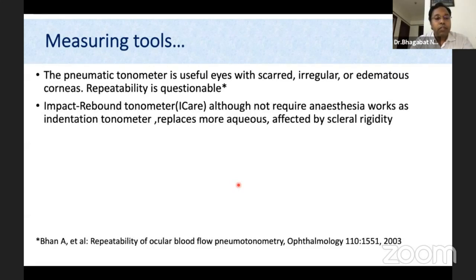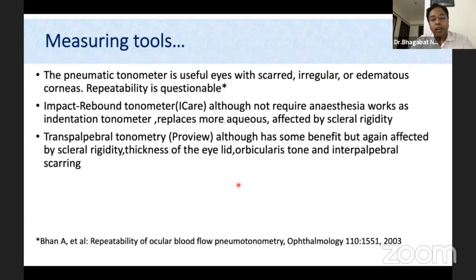And there is the impact rebound tonometer, iCare, which does not require anesthesia, but again it is an indentation tonometer, displaces more aqueous, and is affected by scleral rigidity. Transpalpebral tonometry, ProView, has come and has some benefit, but again it is affected by scleral rigidity, thickness of the eyelid, orbicularis tone and interpalpebral scarring, because you measure through the eyelid.